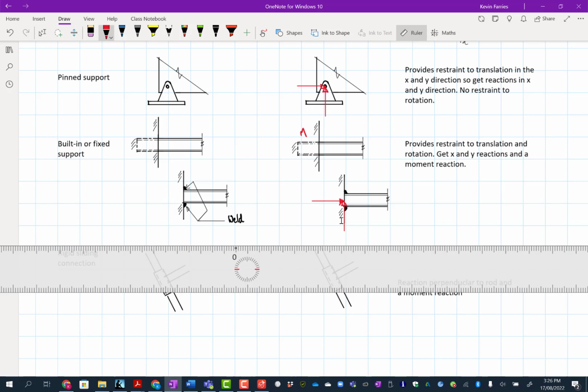So you've got an X reaction, a Y reaction. We call that Rx and Ry. I wasn't really doing that before, but this would be Ry. This would be Rx. Doesn't have to be R. It can be whatever you want to call it.